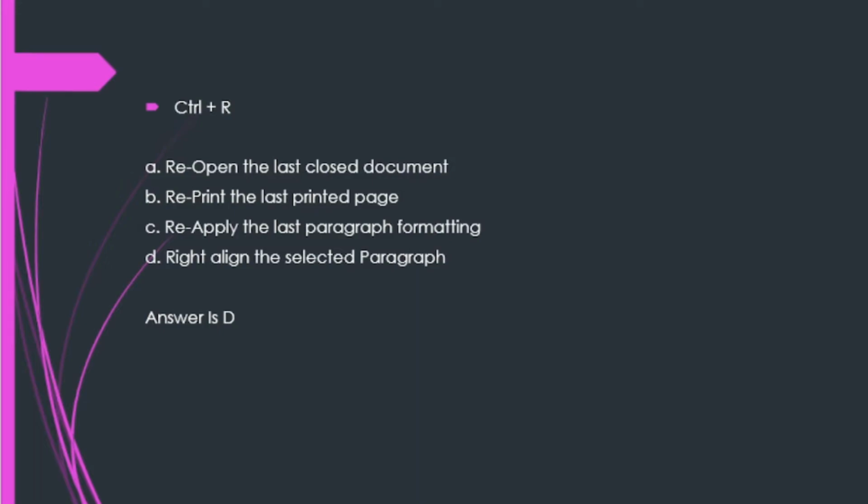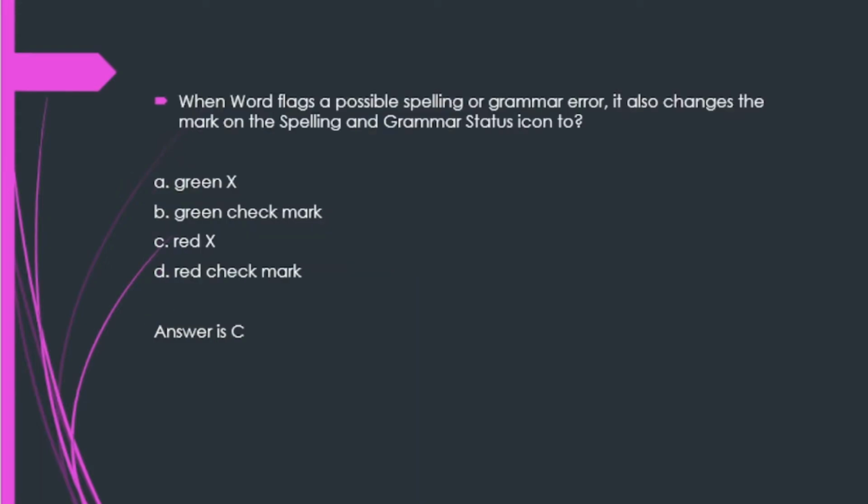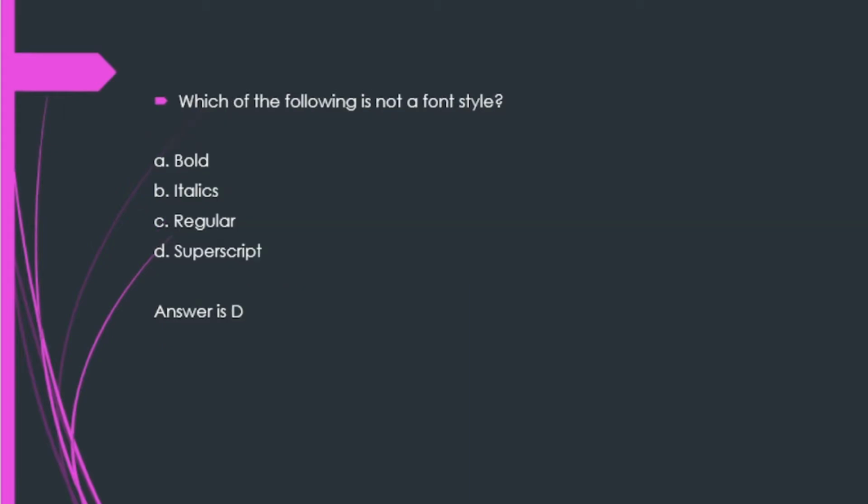When Word flags a possible spelling or grammar error, it also changes the mark on the spelling and grammar status icon to. The correct answer is C. Red X. Which of the following is not a font style? The correct answer is D. Superscript.